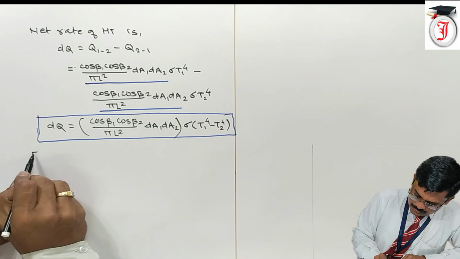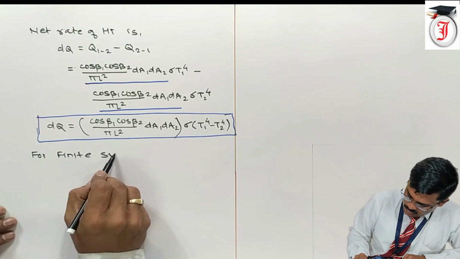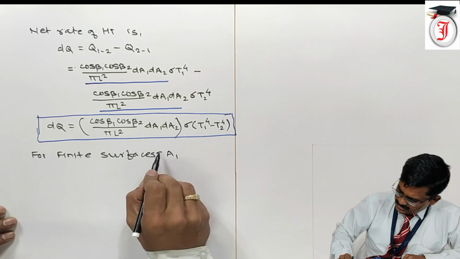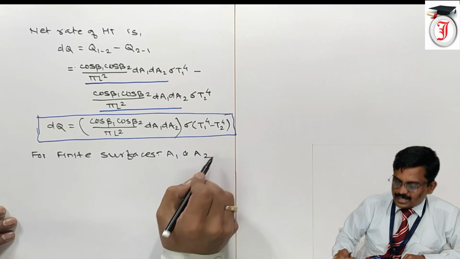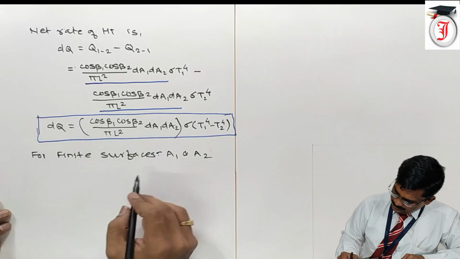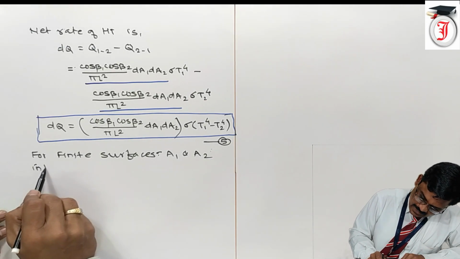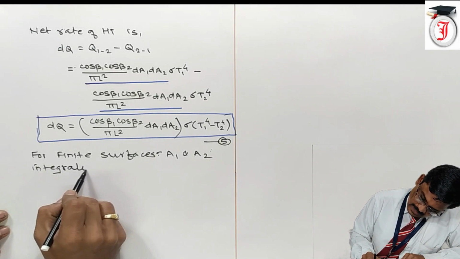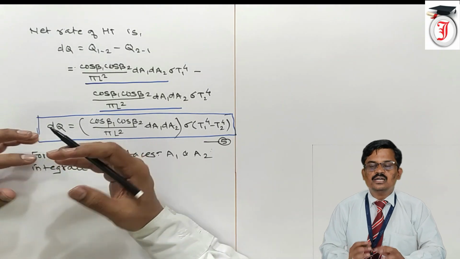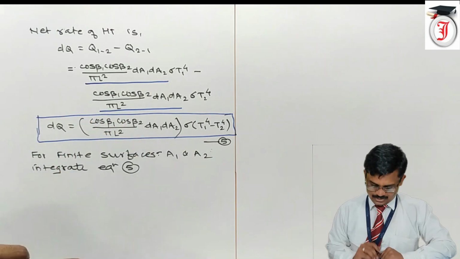Now for finite surfaces, let us consider that these surfaces are A1 and A2. For finite surfaces A1 and A2, we have to integrate this equation. Let us consider this equation as equation 5. We have to integrate equation 5 so that we get the net rate of radiative heat exchange between two finite black surfaces.